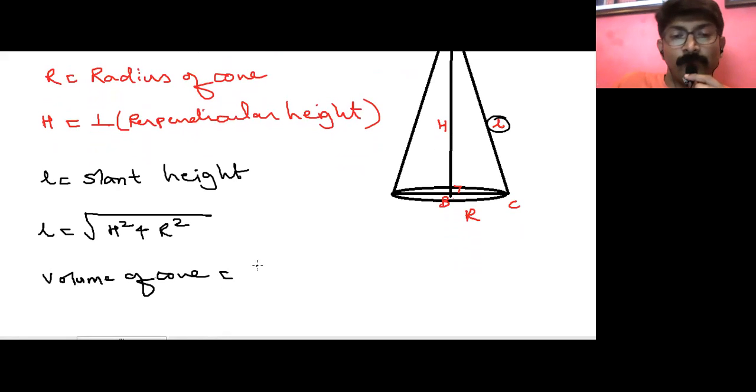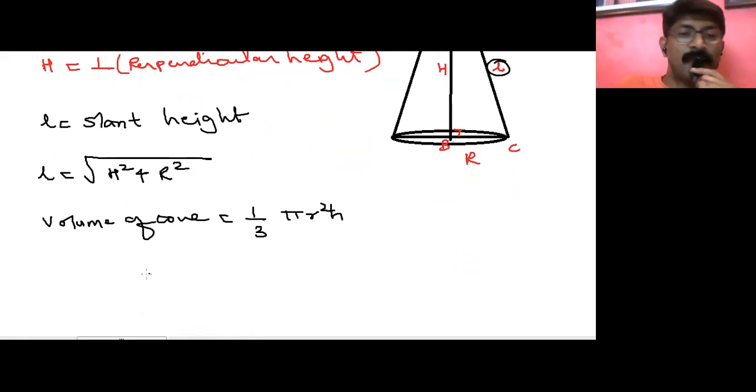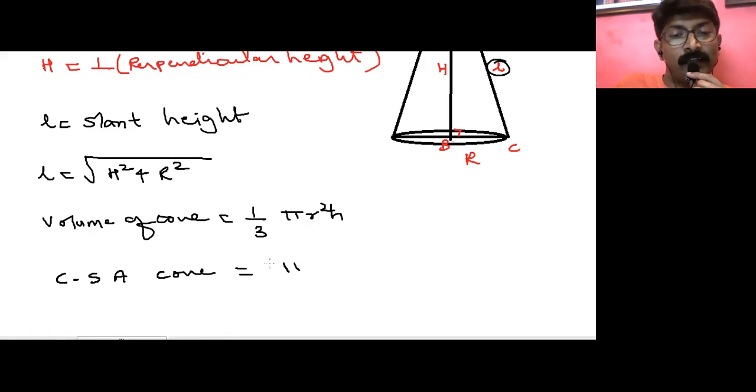The volume of the cone, as we've already learned, is 1/3 pi r square h, or this can be capital R and this can be capital H. Students, don't mind all this capital and small. It's up to you what you have taken as radius and height. Basically it's the base radius and the perpendicular height. Then the curved surface area of the cone is pi RL.